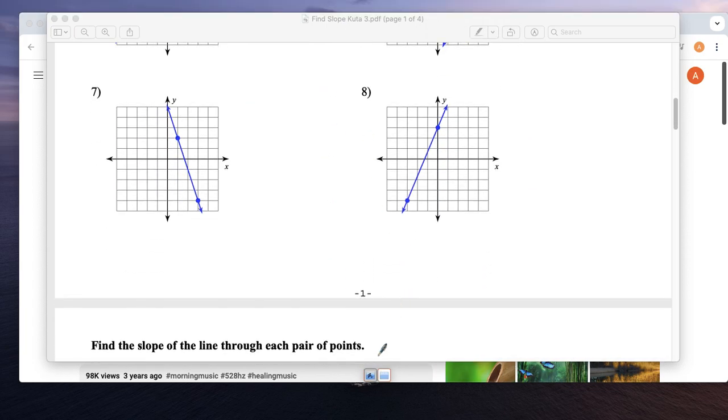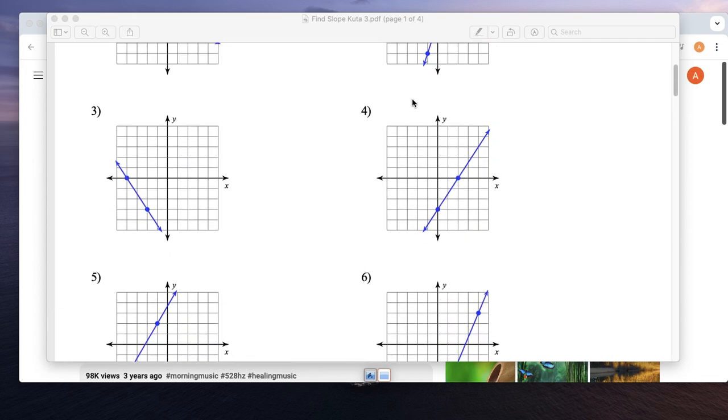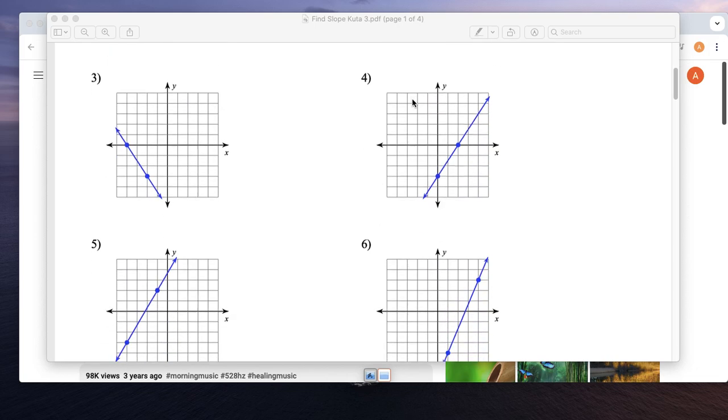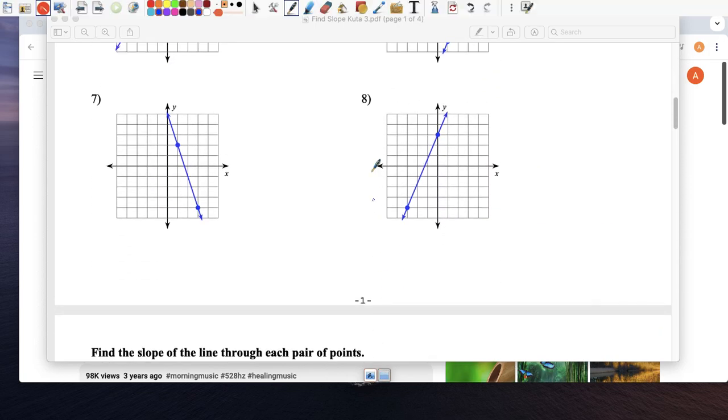Seven. Why is it 7? I think it's 5. No, did I skip 3? I don't think I skipped 3. Oh, I think 7. Well, 7.